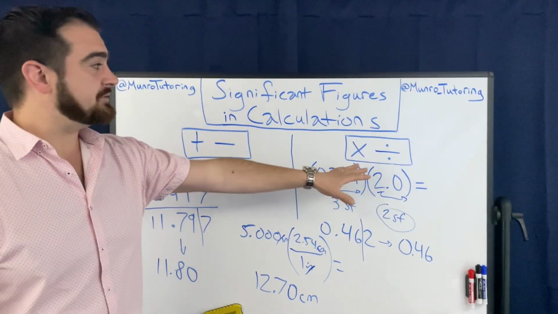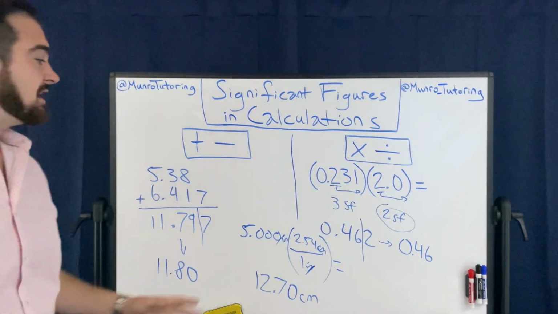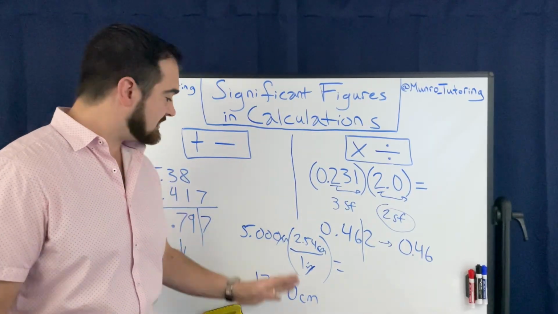So multiplication, division, least number of sig figs. Addition, subtraction, least number of decimal places. When you are dealing with infinitely precise numbers, it doesn't affect the number of sig figs that you started off with.